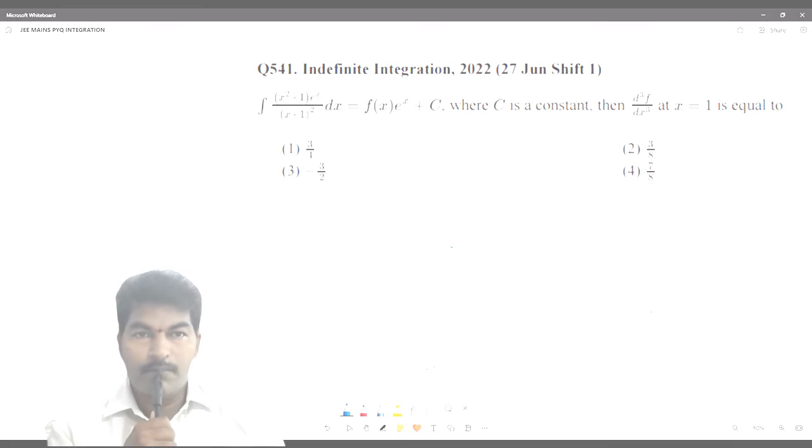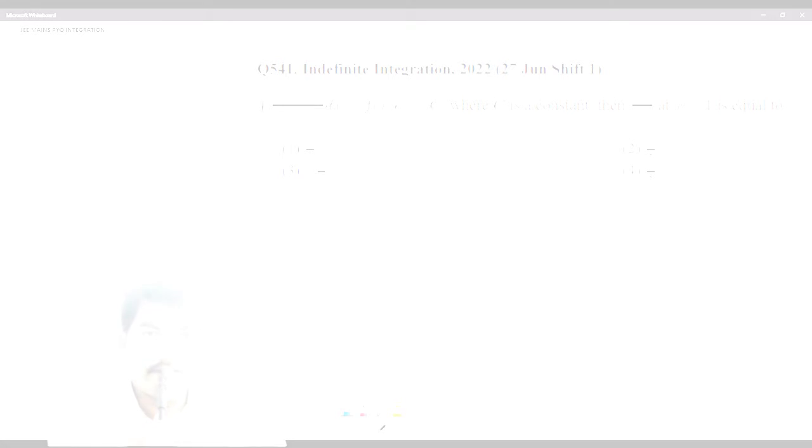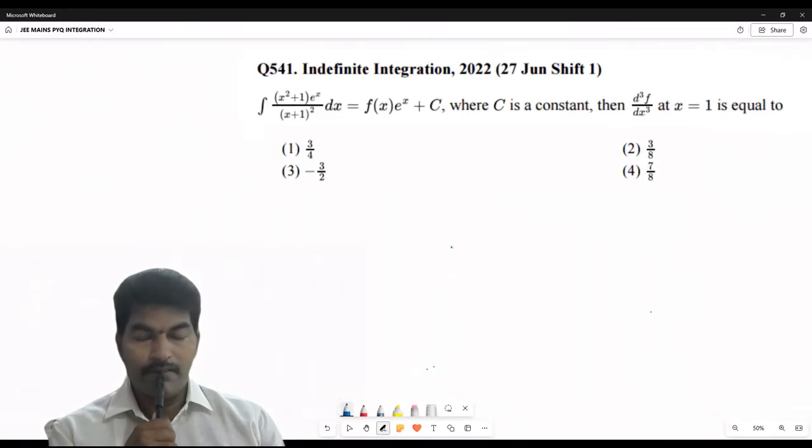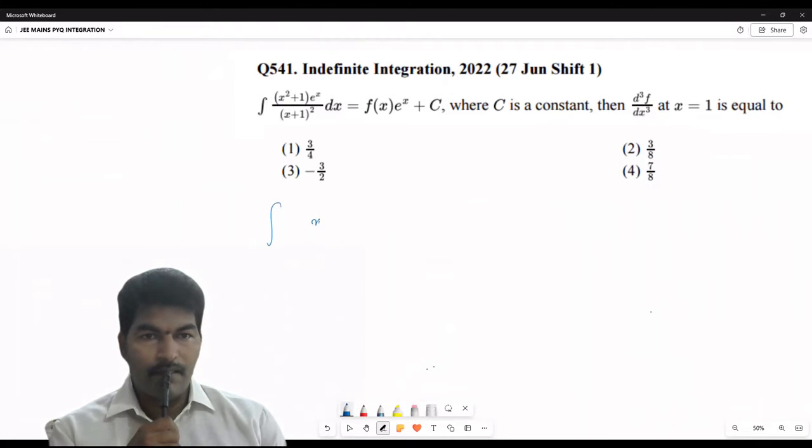Take a look at this problem. Question number 541, Indefinite integration, 2022, 27th June, shift 1. So here in this question, you can see the integral of (x square plus 1) divided by (x plus 1) whole square, multiplied by e power x dx.